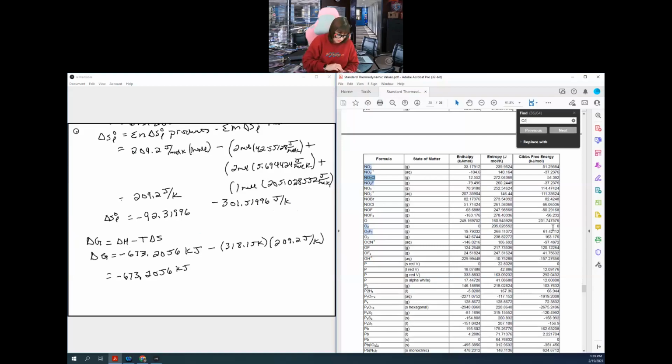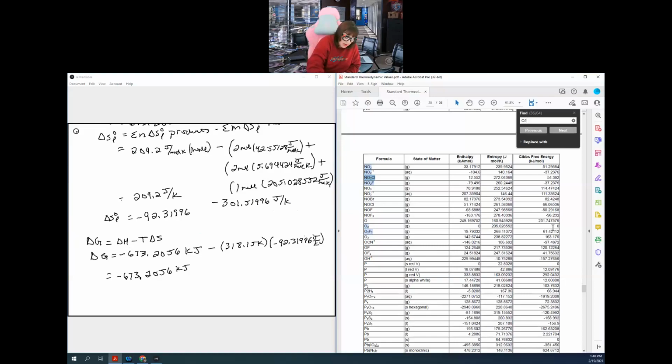And 318.15 times 209. Oh, no, wrong value. Sorry. I wrote this down wrong. I apologize. I copied the wrong number. 92.31996 joules per Kelvin. Now watch out for that because that's a fairly common thing to have happen, is we don't necessarily get the right number when we have to use that number again. So I apologize for that.